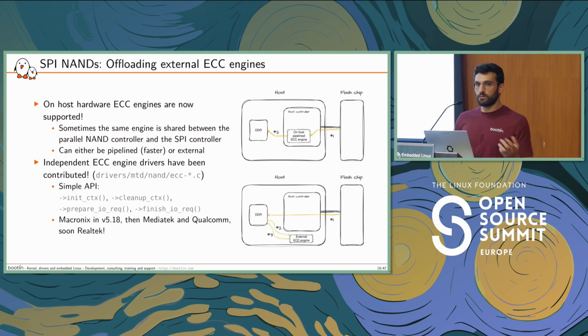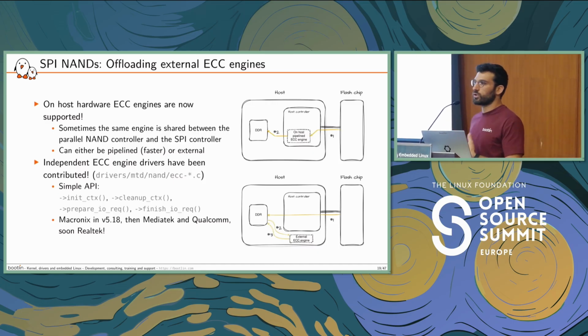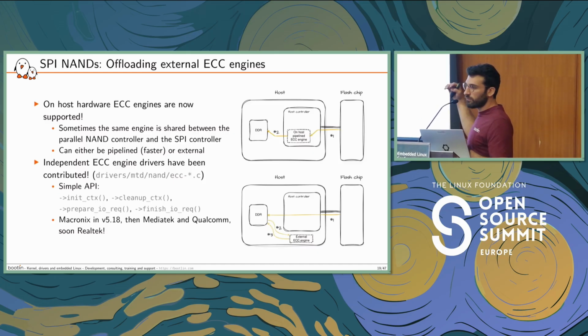So SPI controllers historically do not feature any kind of correction capability, but now they do. So some controllers have either a pipelined ECC engine, which means really the data flows to the DDR without any copy, or external ECC engines, which are now typically shared with the parallel NAND controller as well, and is also a way to offload the correction to the hardware.